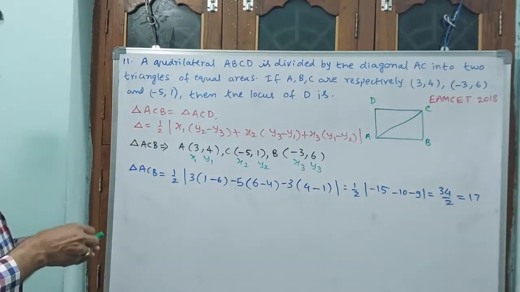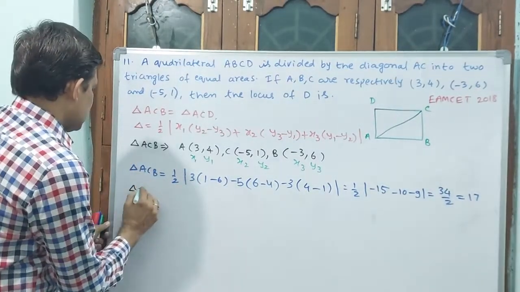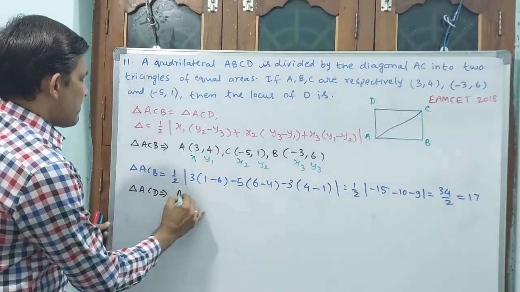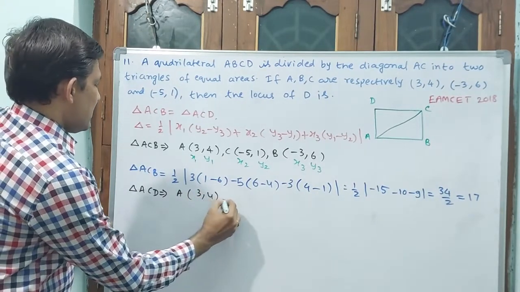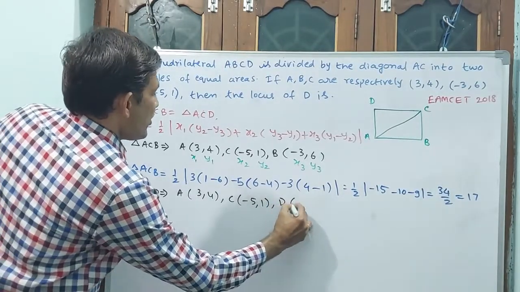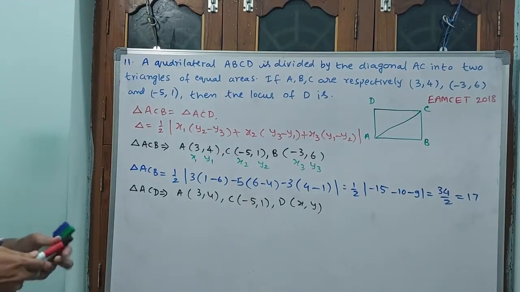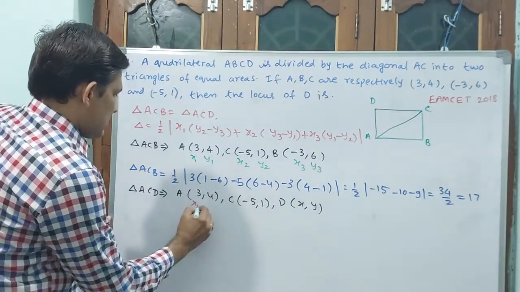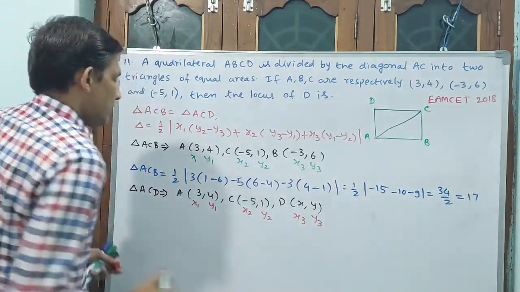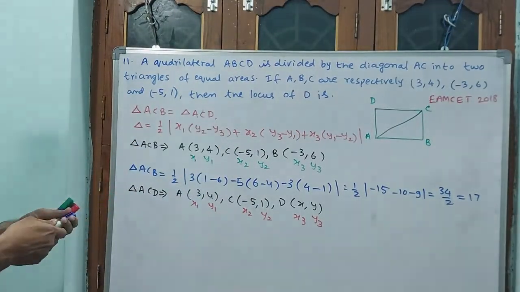Again, you write delta ACD. Let us write, see what I am writing. Delta ACD is equal to... First, I am writing A, 3 comma 4. Then I am writing C, minus 5 comma 1. Then I am writing D. D is say x, y, because the D point they have not given.